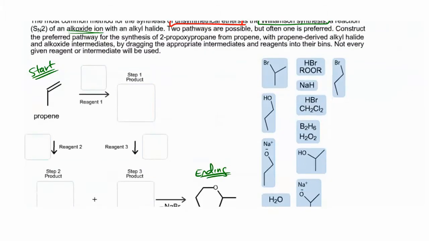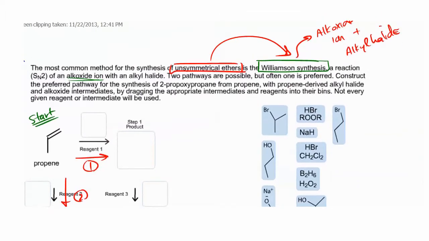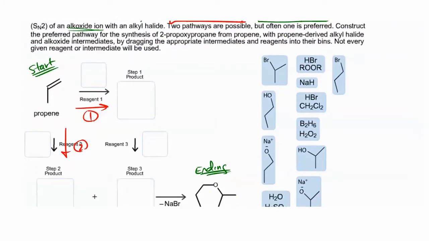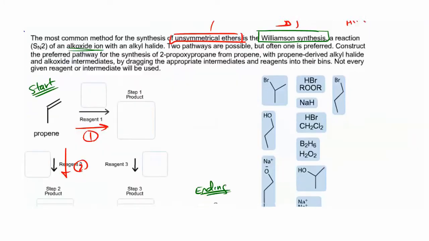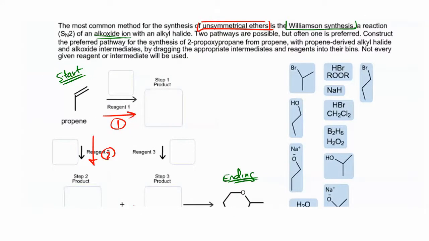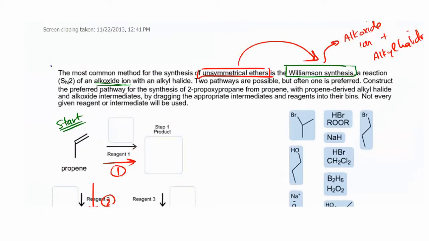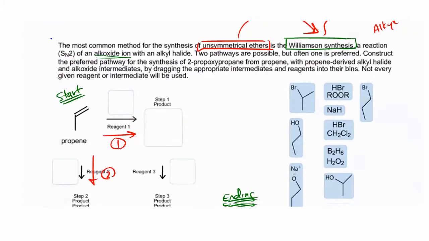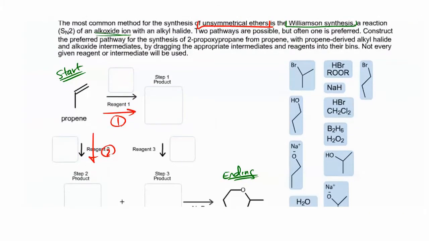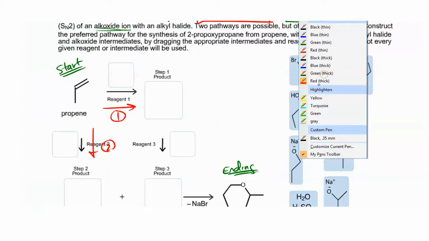So this is why you see these two diverging pathways. The reason you're seeing the two diverging pathways is because we need to create both of these so that they can interact to create the ether. So let's just try to create the alkyl halide, and we're going to want to create the alkyl halide on the less substituted position because we want to do an SN2 reaction.